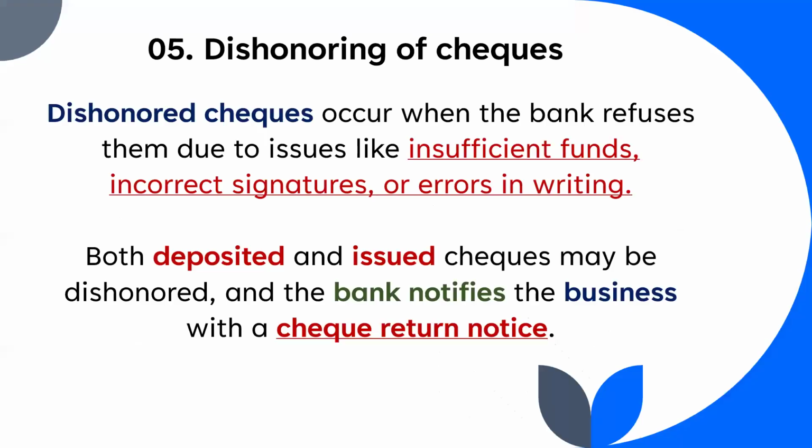You could write it as: dishonored checks are the checks which the bank refuses due to some issues like insufficient funds, incorrect signature, or errors in writing. And the ones that are highlighted are the reasons for the check being dishonored. Okay, let me know once you're done writing.